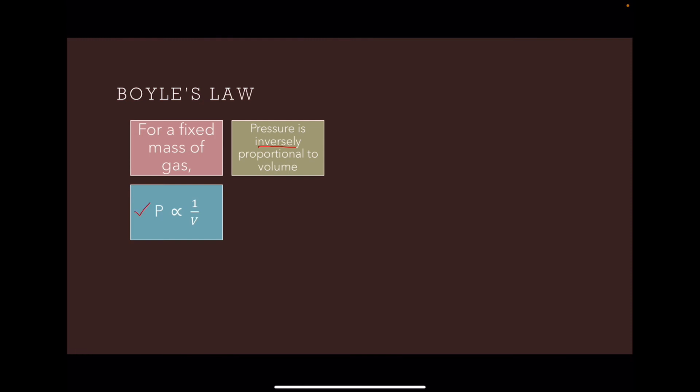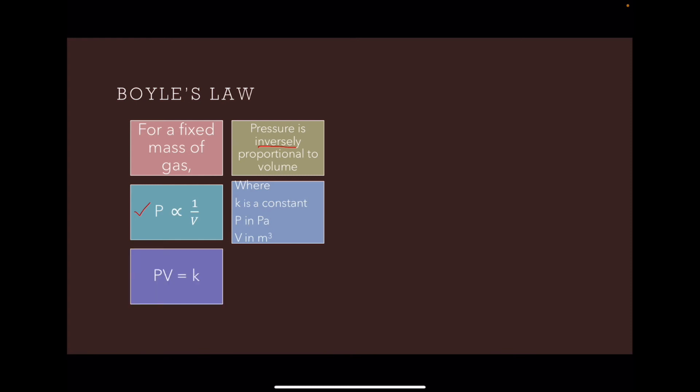So you need to know P is in Pascal. So P is the pressure, V is the volume in meter cubic. And we have K. So how do we write K? So you learn in mathematics when you want to change the symbol of relationship to equation, you need to add K, and K is a constant. Therefore, we get an equation P times V equals to K.